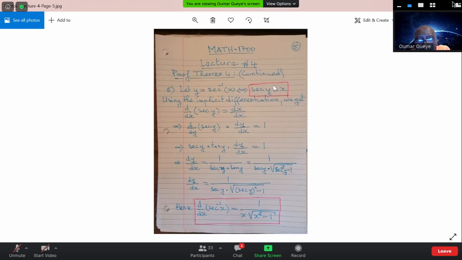You can see secant y is what I exactly highlight here. Secant of y is equal to x under the square root. Again, you have secant of y, you square it, going to be just x squared minus 1. And this is the derivative of secant inverse of x.